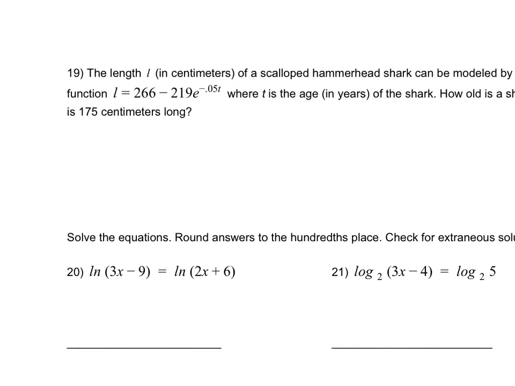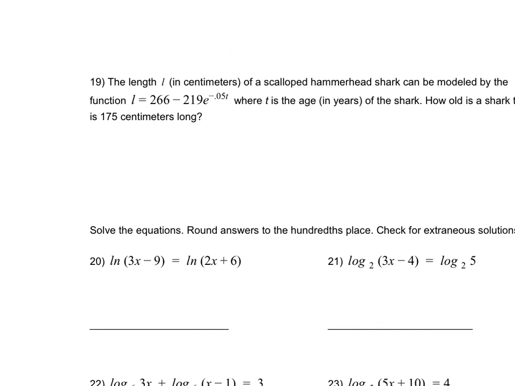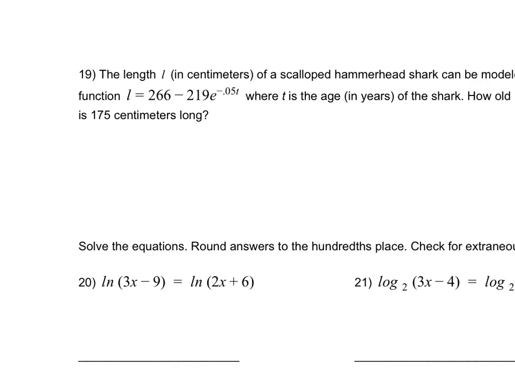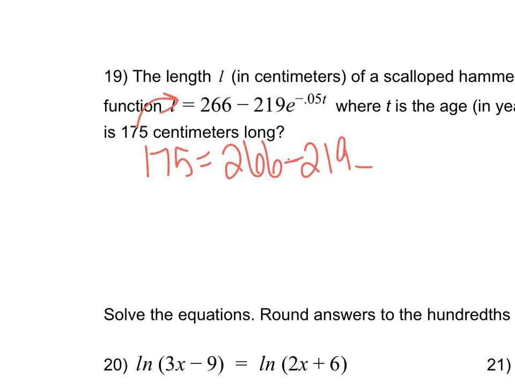Okay, here on the back page we have the hammerhead shark question. It gives us the equation and it tells us how long the shark actually is. So we are just going to substitute that length in for L. So I'm going to say 175 equals, I'm just putting that in there, 266 minus 219 e to the negative 0.05t.